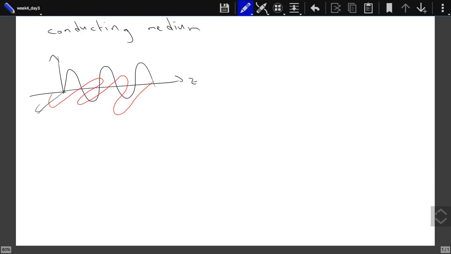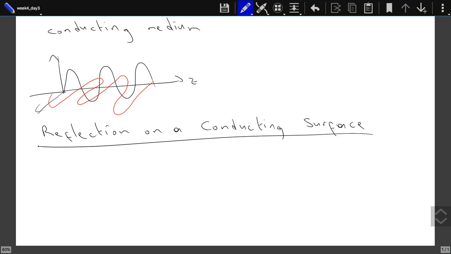Now let's look at reflection. The basic principle for studying reflection on a conducting surface is basically the same as what we did in the case of a non-conductive medium. You identify the incident wave, the reflected wave, and the transmitted wave, and then on the boundary you match the solutions on the left of the boundary to the solutions on the right of the boundary. So that's basically what we do. We will just repeat the same thing over here.